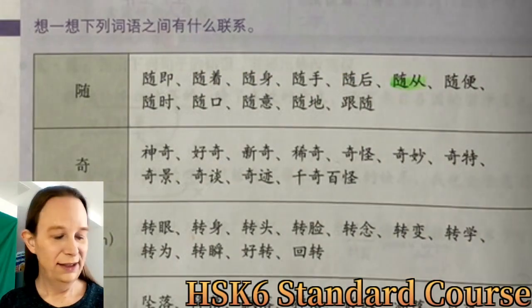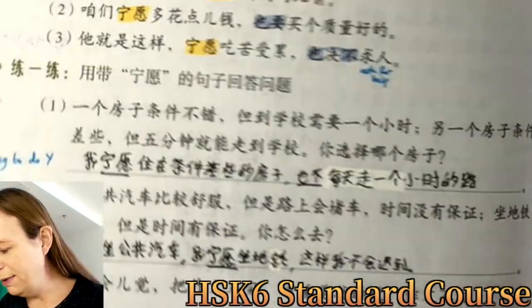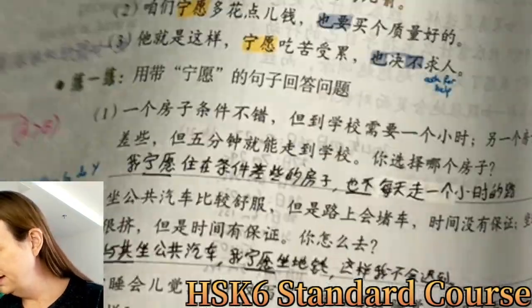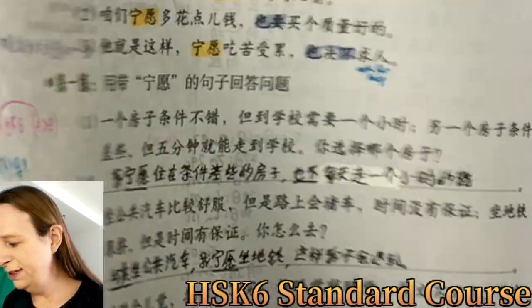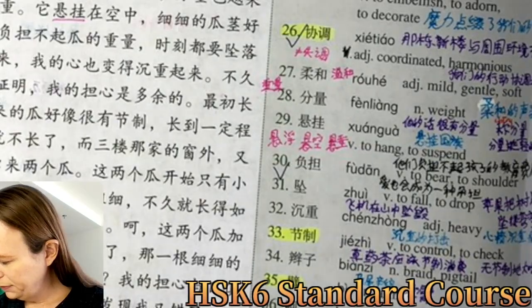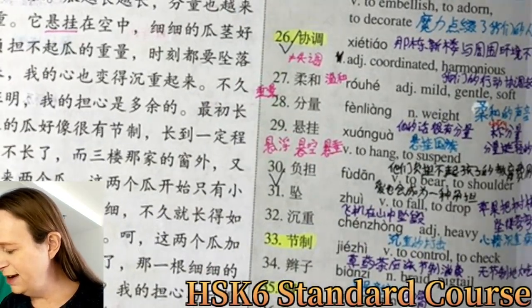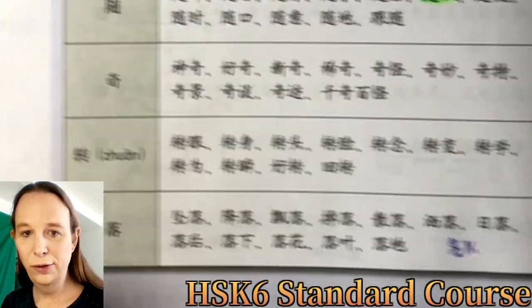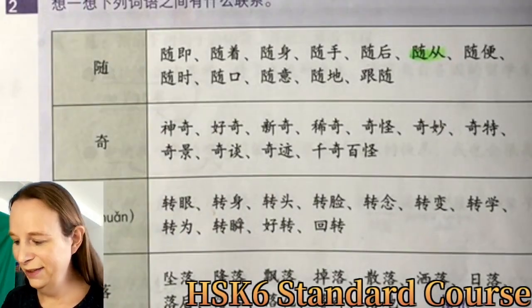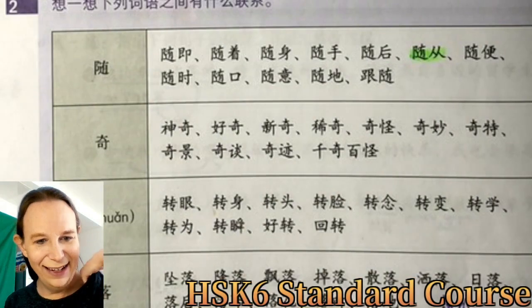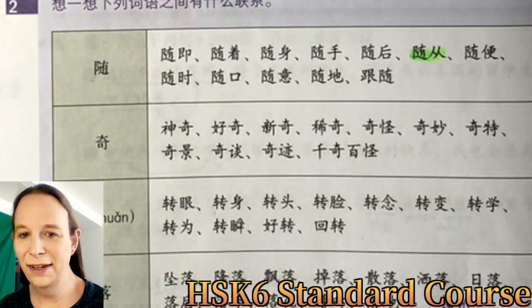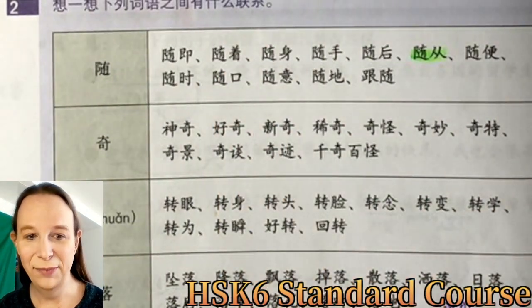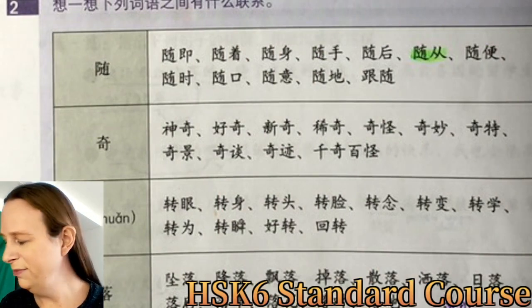Yeah, 随即. So that may very well be one of our grammar points, because this is an important one. Maybe it's not. 随即 is one of the grammar points. Suiji is not that hard, right? It just means soon after. Whereas Suiji, this is very important. This is used all the time.